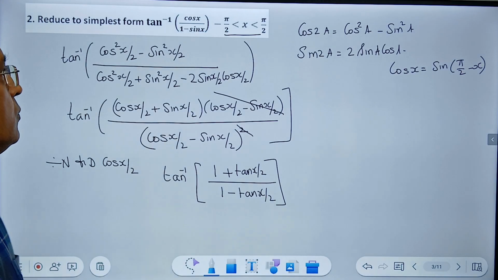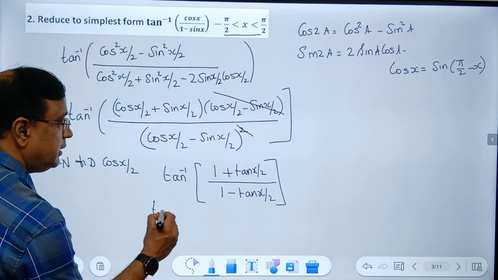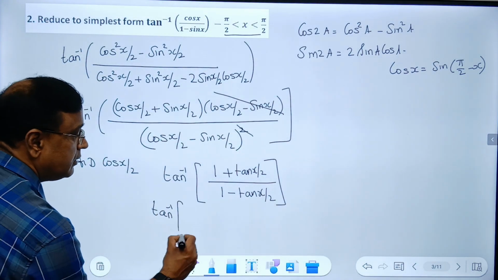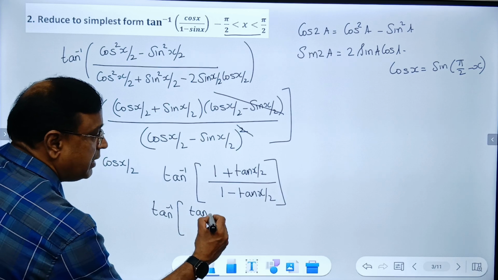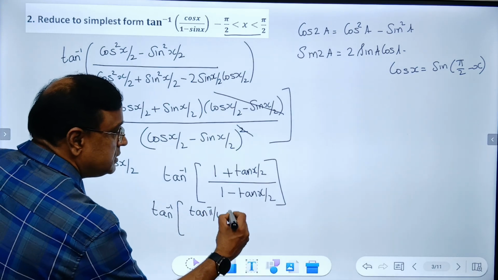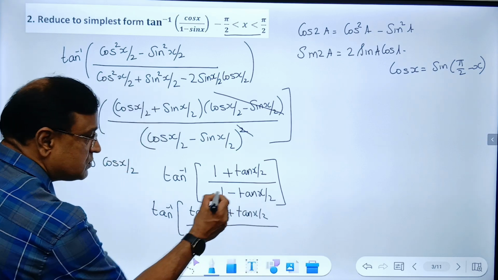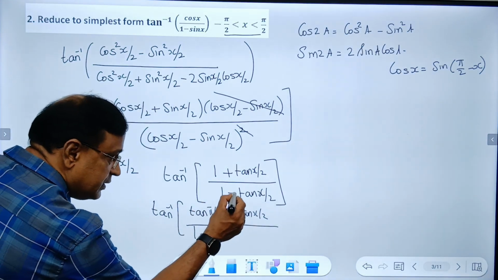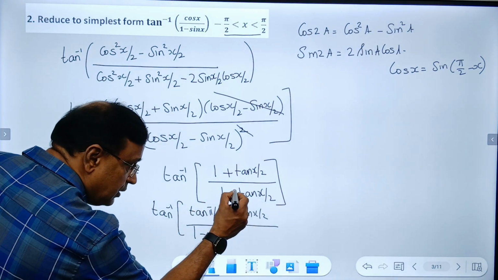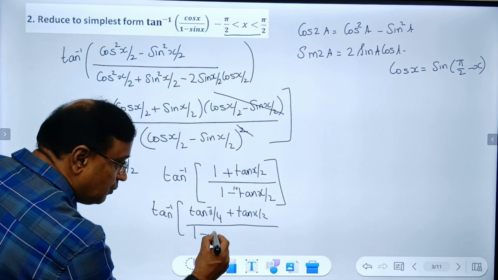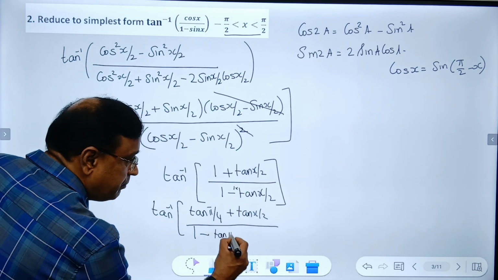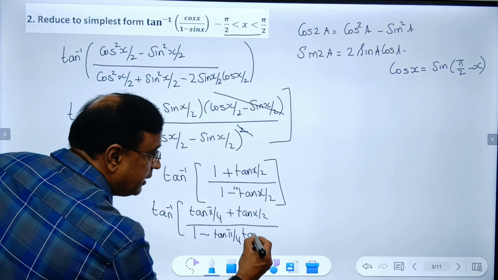Done. So now this is tan inverse of, what is 1? Same procedure. It is tan pi by 4 plus tan x by 2. Don't touch this one. Keep it as it is. But you see there's a hidden 1 there. It's actually 1 into. That 1 you write as tan pi by 4 into tan x by 2.